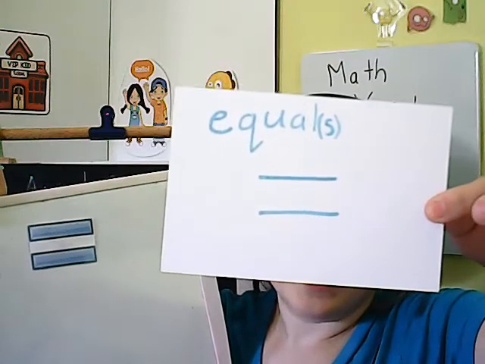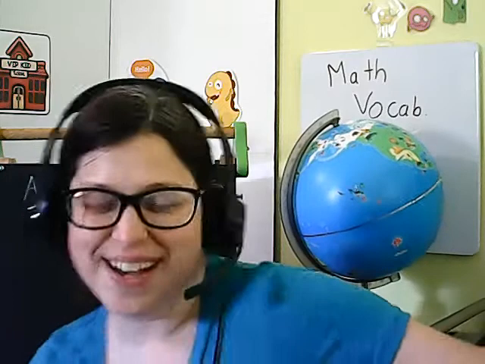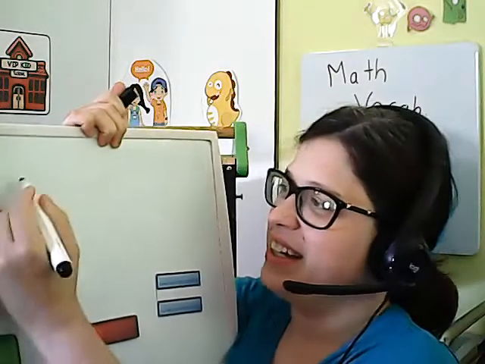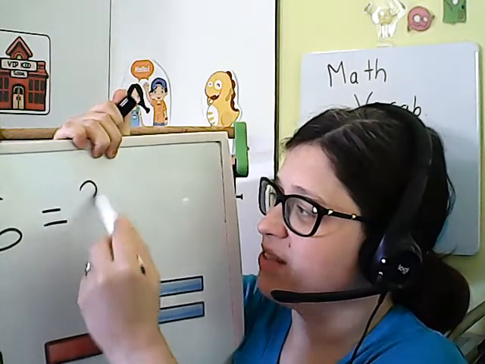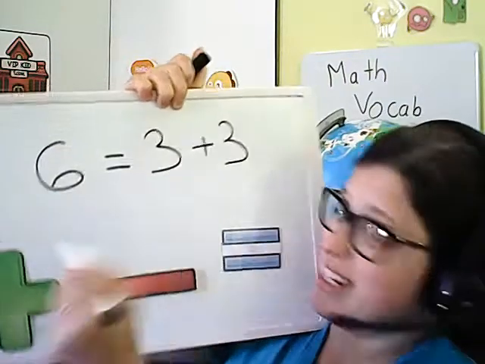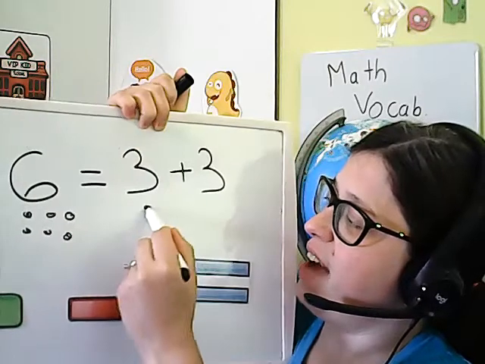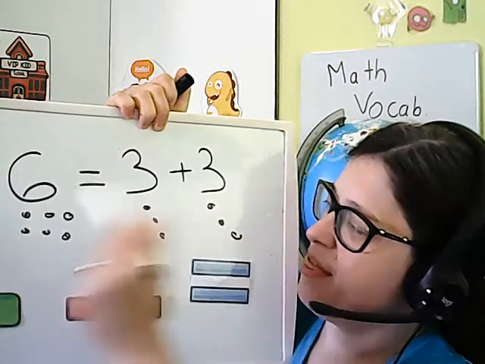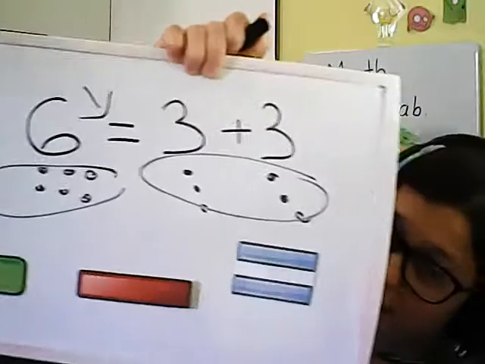Equal or equals tells us to basically balance the equation or what we know. So if I know that 6 is the same as 3 and 3, or 3 plus 3, this equation is balanced. I have 6. I have 3 and 3. I have the same amount on both sides of the equal sign.